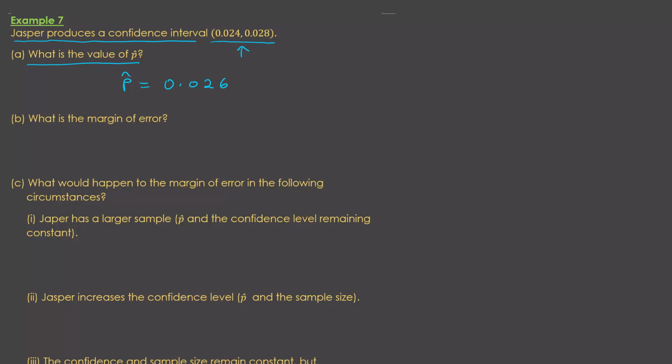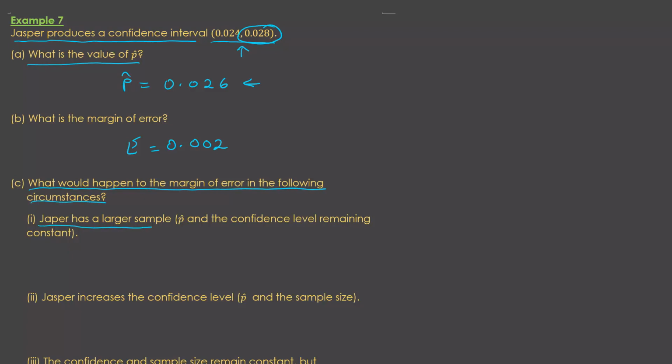The margin of error is going to be 0.002. And I just got that by doing 0.028, take away my 0.026. What would happen to the margin of error in the following circumstances?